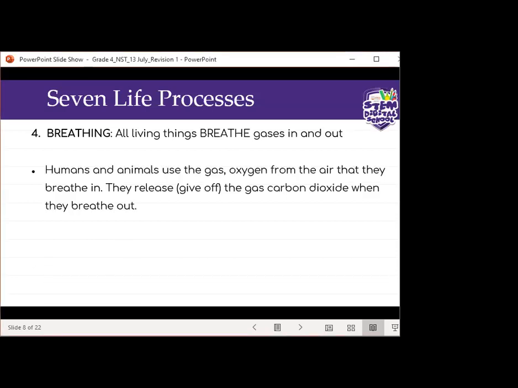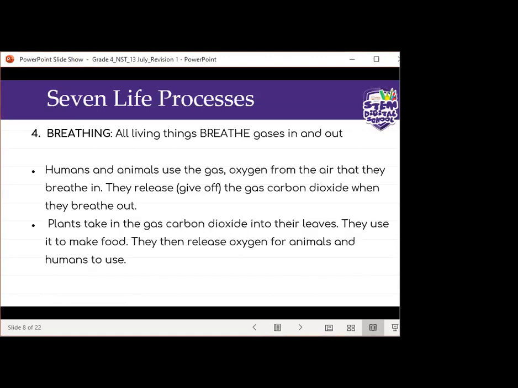So guys, humans and animals use the gas oxygen from the air that they breathe in, and they release or give off the gas called carbon dioxide when they breathe out. Okay, and our next point is that plants take in the gas carbon dioxide into their leaves and they use it to make food. Then they release oxygen for the animals as well as the humans to use, just as Zoe mentioned. All right.